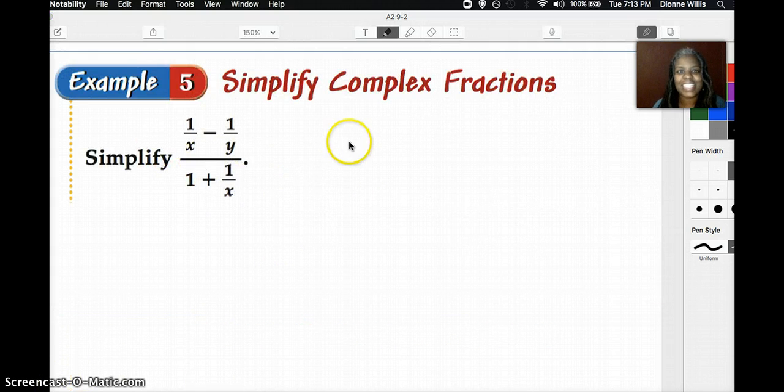So we were moving into this idea of a complex fraction, and our text does a couple of interesting things to solve complex fractions.